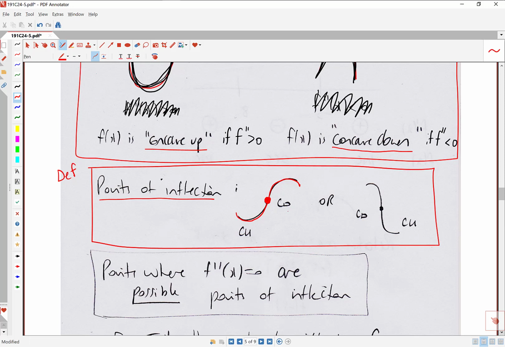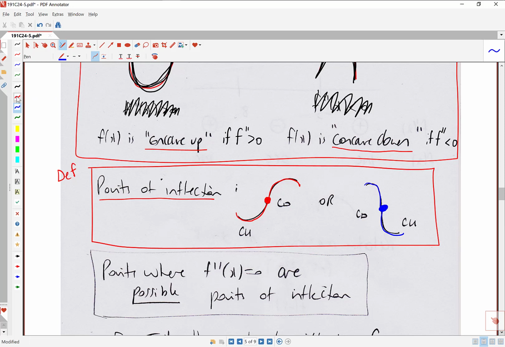I'm writing CU and CD for concave up and concave down. And we could have the opposite sort of situation, where maybe our curve is concave down for a while, and then at some point the concavity switches and we move to being concave up. So this blue point here, that's our point of inflection. So those points can be helpful when we're making sketches.